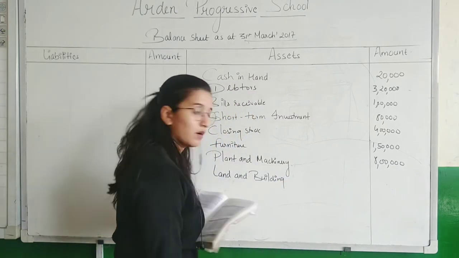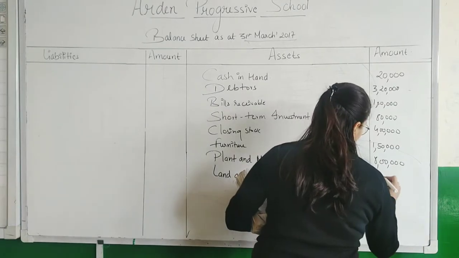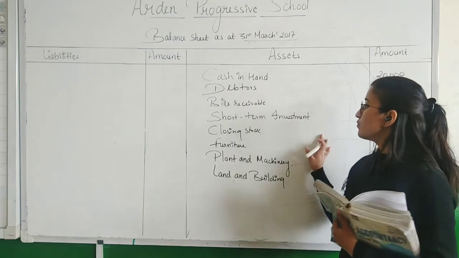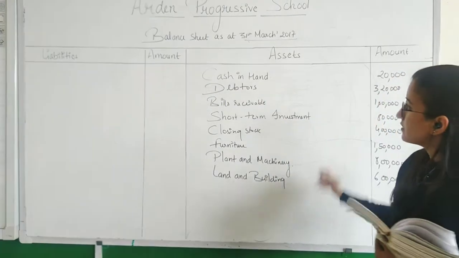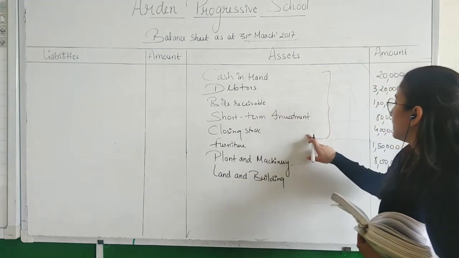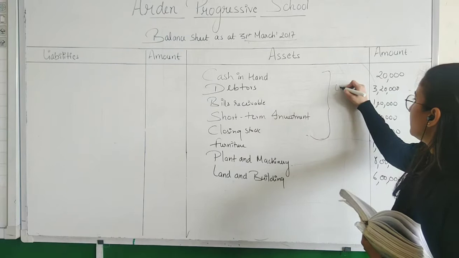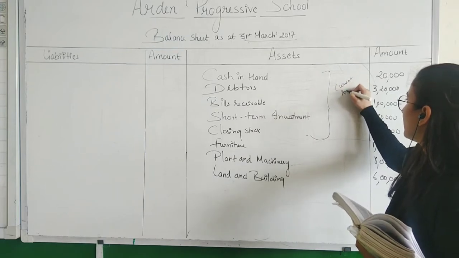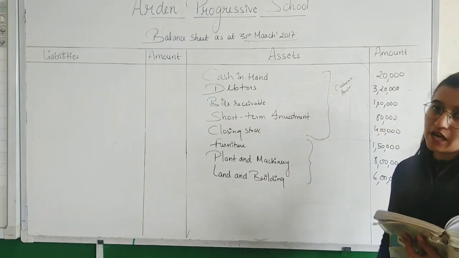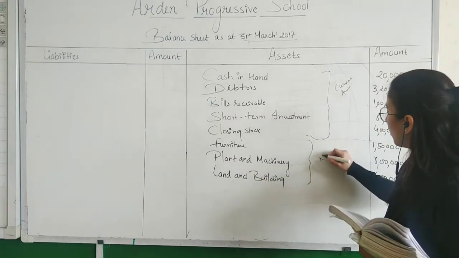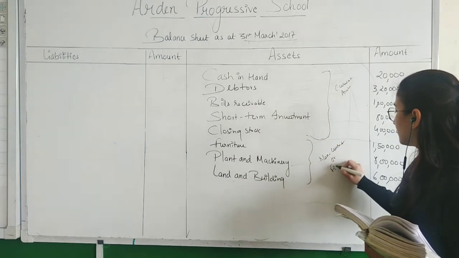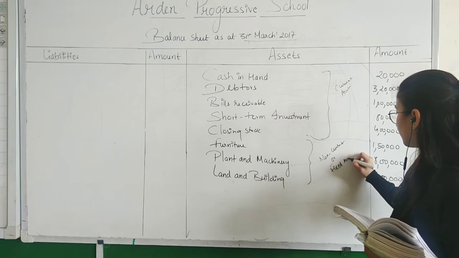Land and building is amounted to rupees 6 lakhs. So these are the items which come in the category of assets till here, which means till closing stock. These items will be considered as current assets, and after this, furniture, plant and machinery and land and building come in the category of non-current, or we can call it fixed assets.